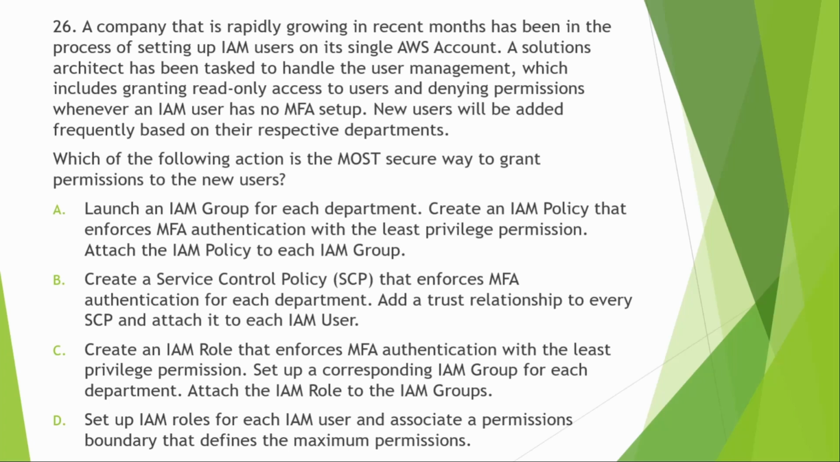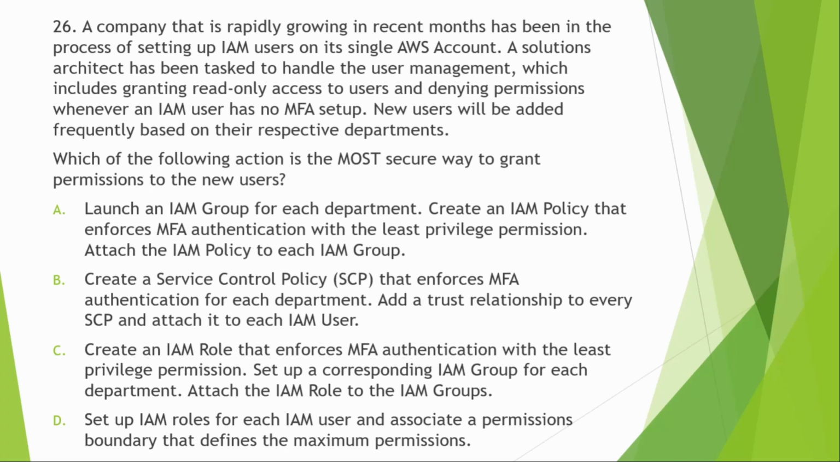Okay. Now, create a service control policy that enforces MFA authentication for each department. Add a trust relationship to every SCP and attach it to each IAM user. First of all, SCP is used when you have multiple accounts. It's for an organization's root account and all those things, right? But here they have clearly mentioned, when I read the question, I told you the key point: single AWS account. So SCP does not even come into the picture.